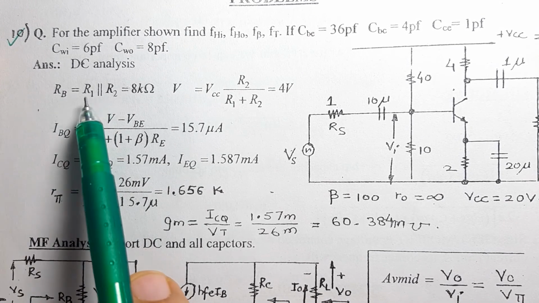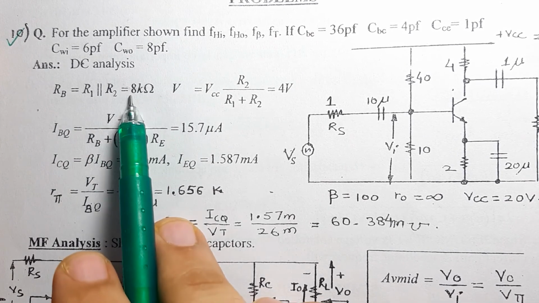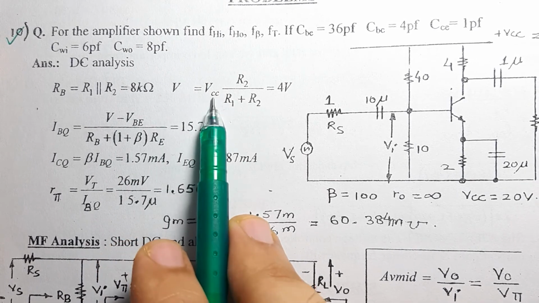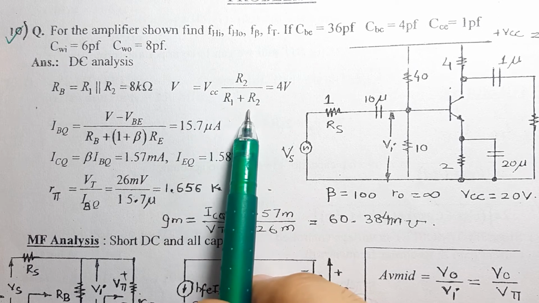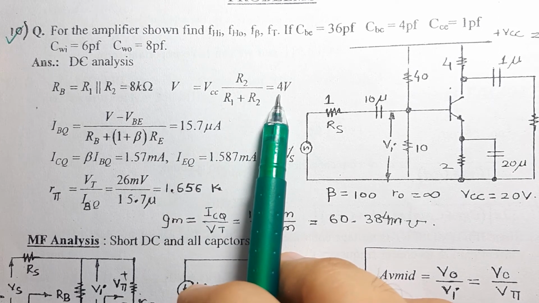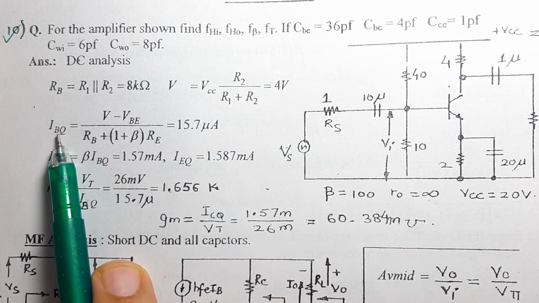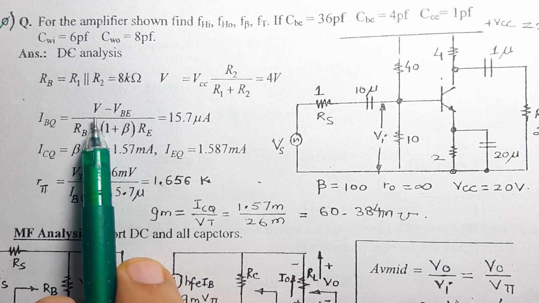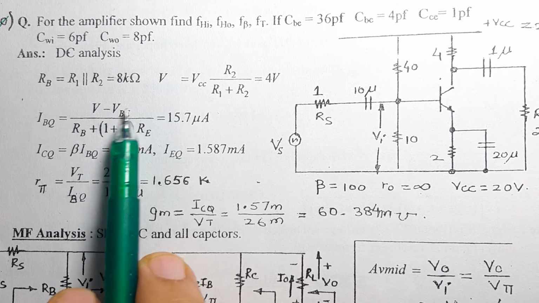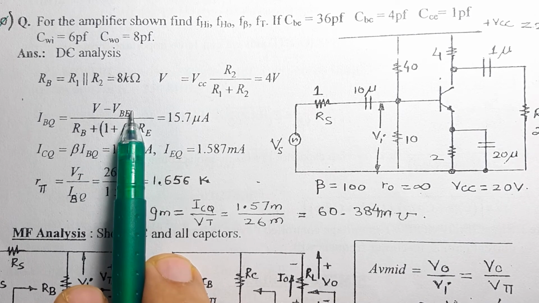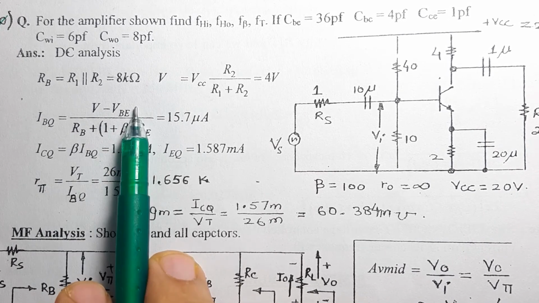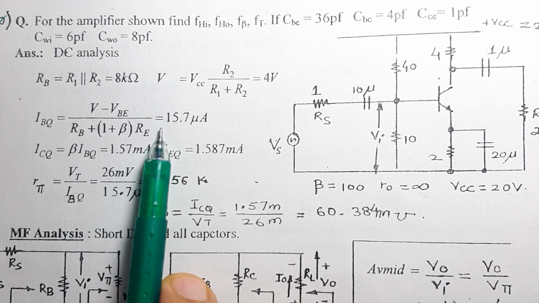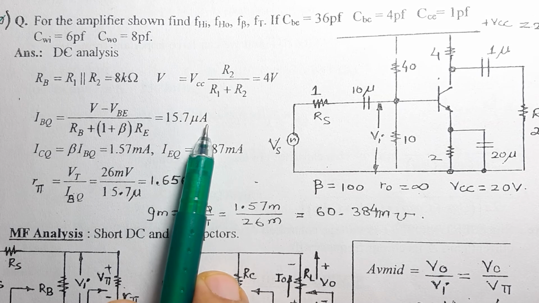Your RB is given as R1 parallel R2, which is equal to 8 kilo ohms. Now your V is calculated as VCC into R2 upon R1 plus R2, which is equal to 4 volt over here. Your IBQ, as we had done in simple BJT analysis, is given as V minus your VBE on, the value of which is 0.7 constant unless mentioned otherwise, upon RB plus (1 plus beta) into RE. So this turns out to be 15.7 microamps.